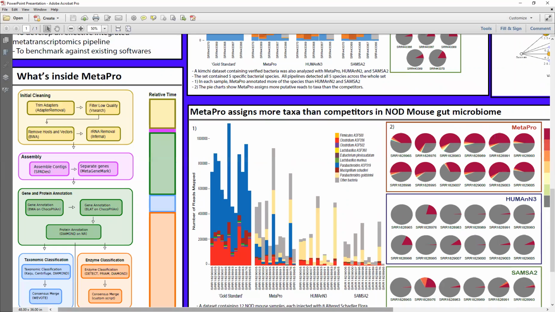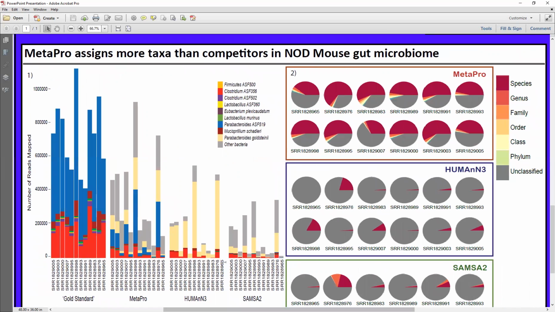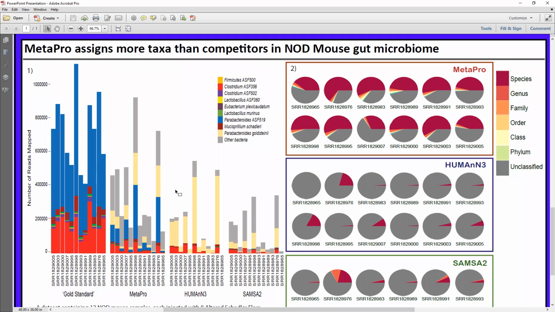In the second trial, we sent 12 non-mouse gut samples with altered Schaedler flora bacteria through each pipeline to see if they could be recovered. Here, both MetaPro and Human 3 detected a bit of Parabacteroides goldsteinii. However, Parabacteroides goldsteinii is closely related to the Parabacteroides ASF 519. Though Human 3 found no ASF 519, it does find a lot of goldsteinii, and they are comparable. So we are saying that the blue is relative to this gold color.